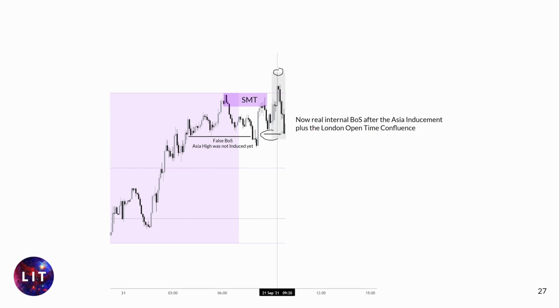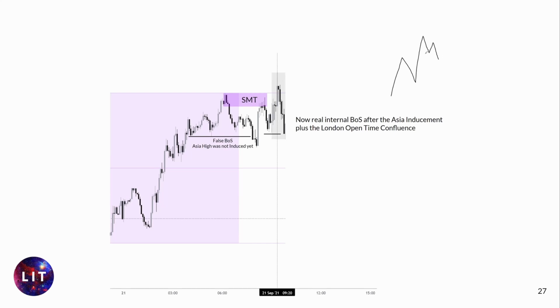Now they're doing an internal break of structure. And by the way, just to clarify that, very easy stuff. This one is not a break of... Oh well, maybe actually let me make that clearer. So let's make it like this.